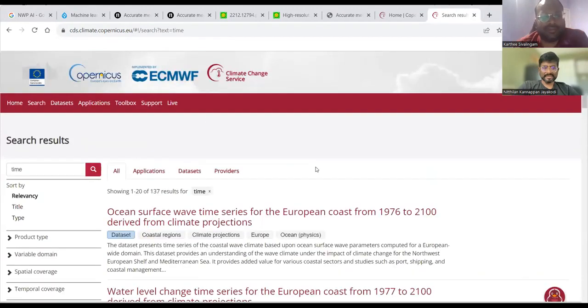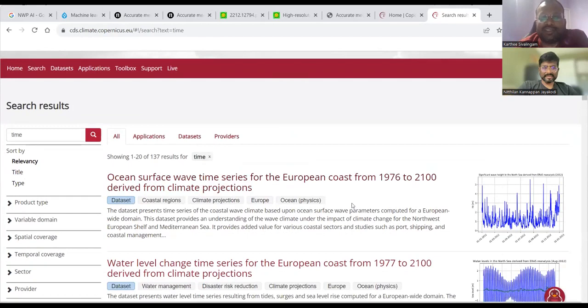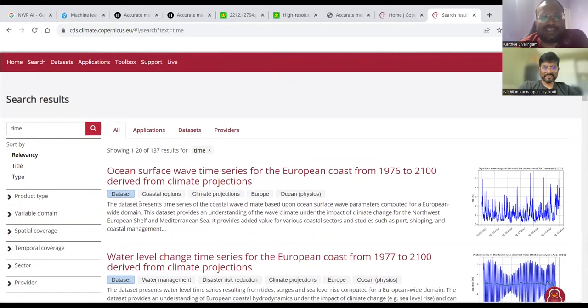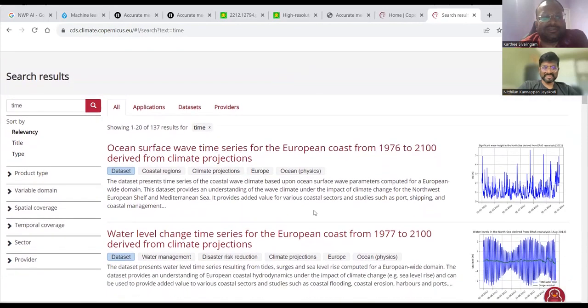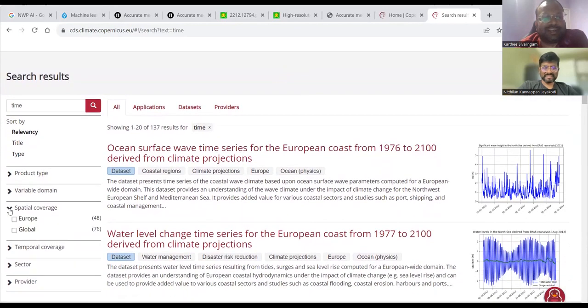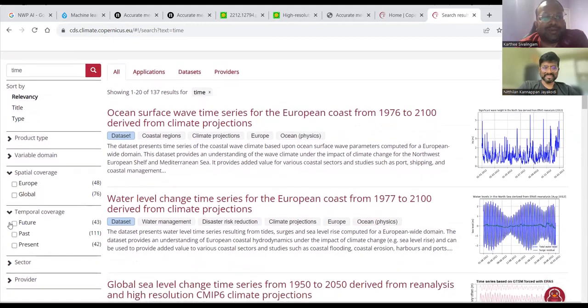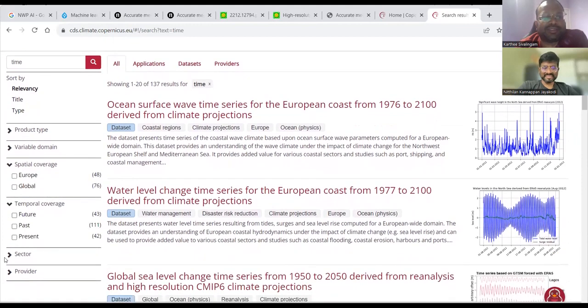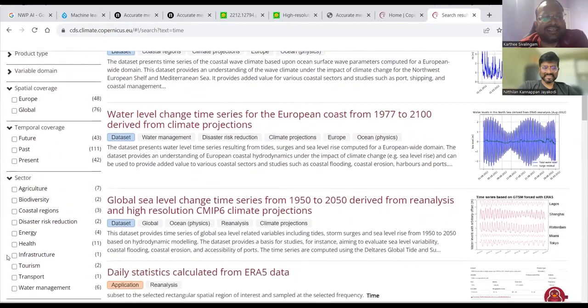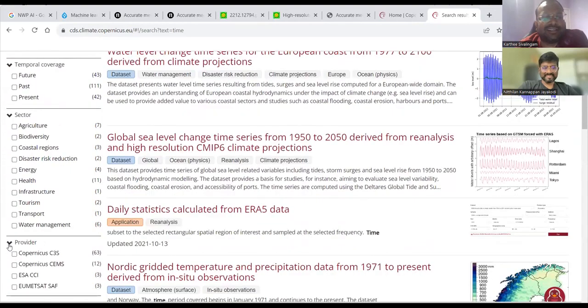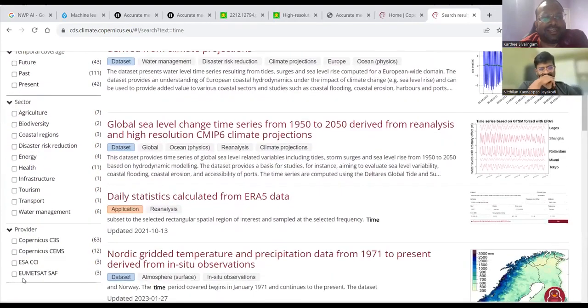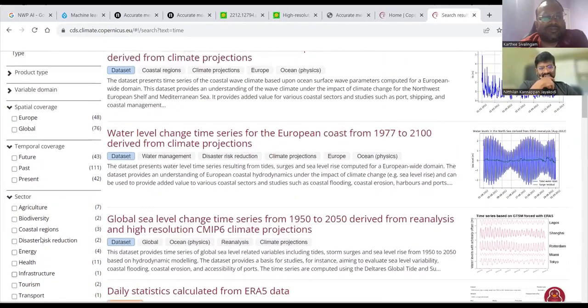time, ocean surface time series data, 1970s to 2100, derived from climate predictions. What spatial coverage, Europe, global, temperature coverage, future, past, present, which sector the data is needed for, and who is providing this data. UMSAT is satellite, Copernicus is weather service.